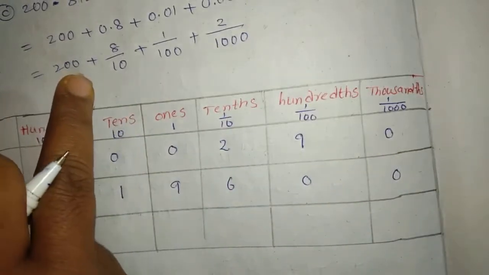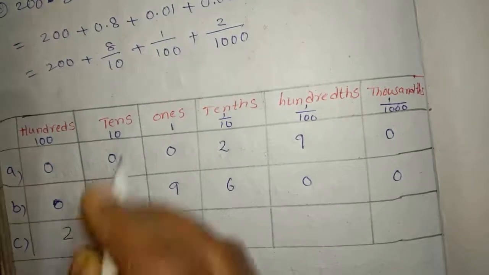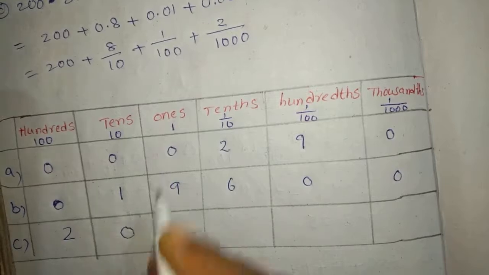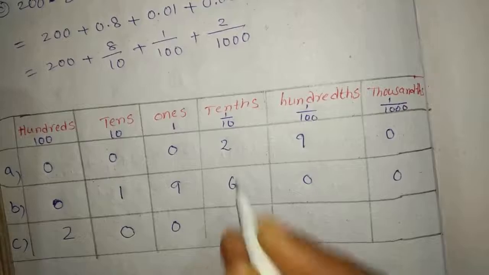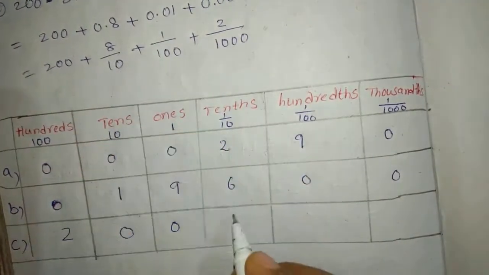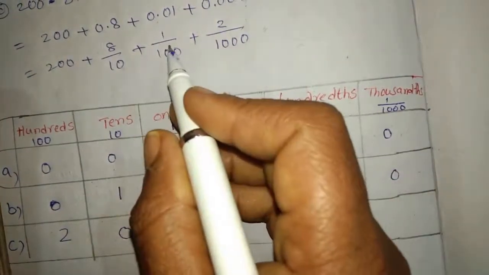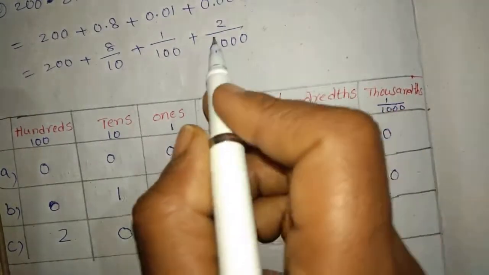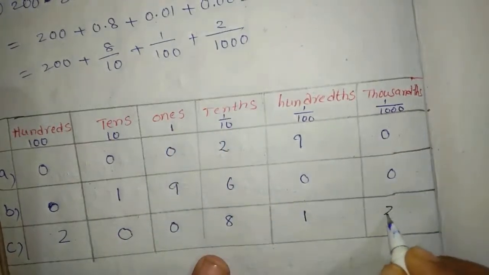Now the C1, that is this. How many hundreds here? 2, so we write 2 in the hundreds place. How many tens here? Not there, so we write 0. How many ones? Not there, so we write 0 in the ones place. How many tens? 8 tens are there, so we write 8 in the tens place. How many hundreds? 1, so we write 1 in the hundreds place. Now how many thousands? 2. So that is right here 2.